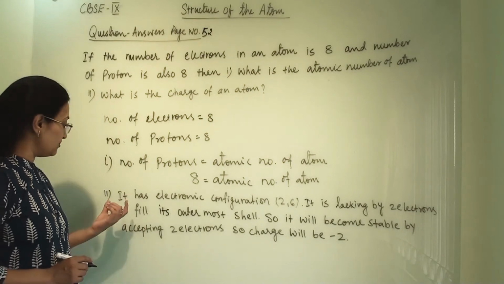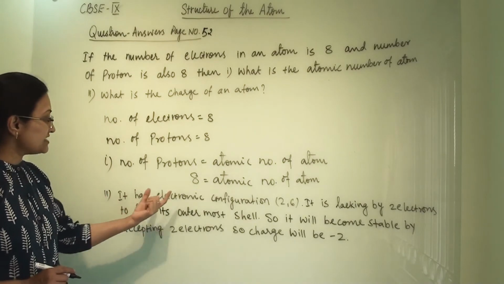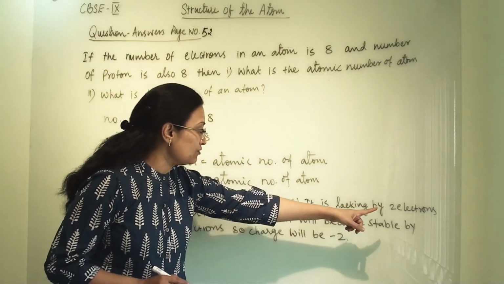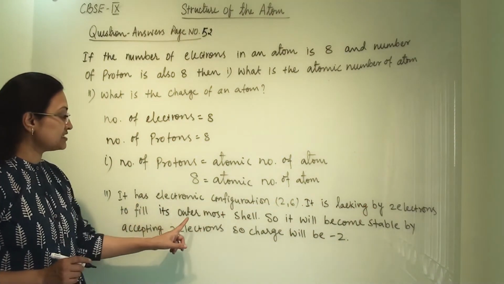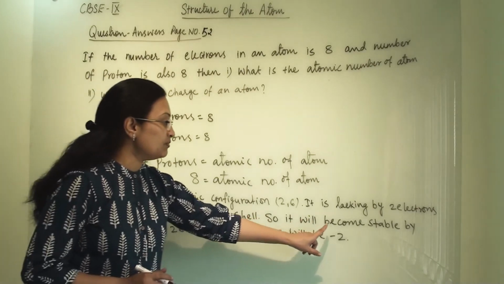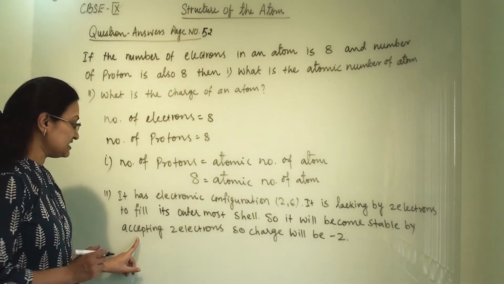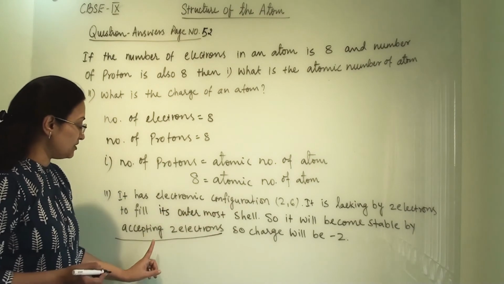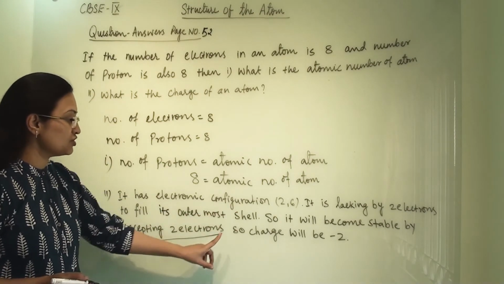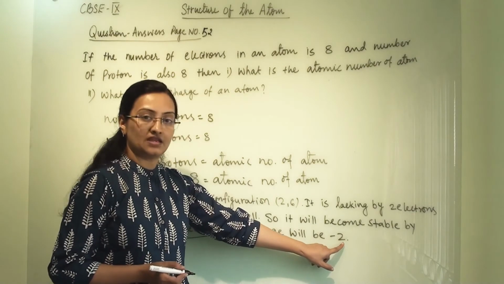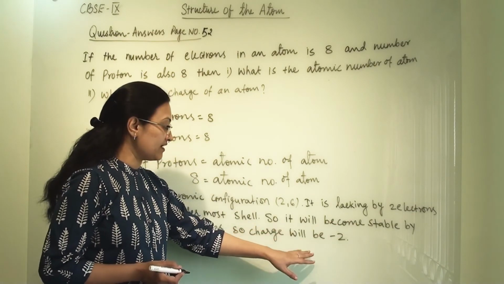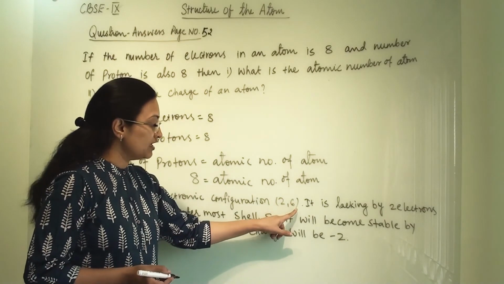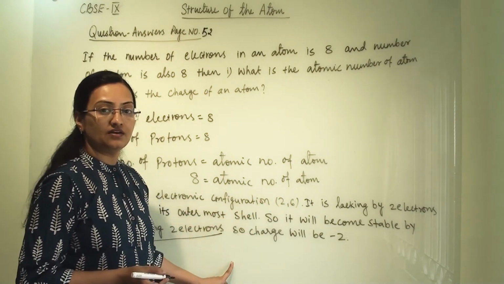So how will we frame our answer? That it has an electronic configuration of 2, 6. It is lacking 2 electrons to fill its outermost shell. So it will become stable by accepting 2 electrons. This is important to mention, that it will become stable by accepting 2 electrons, so the charge will be -2. And also you can write that after becoming stable, its electronic configuration will be 2, 8. So that is how we will write the answer.